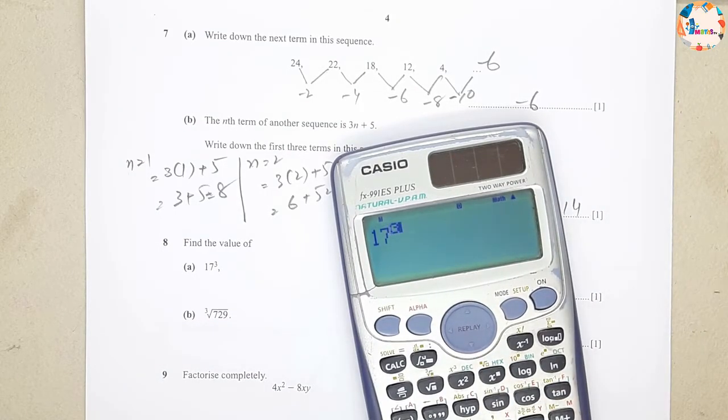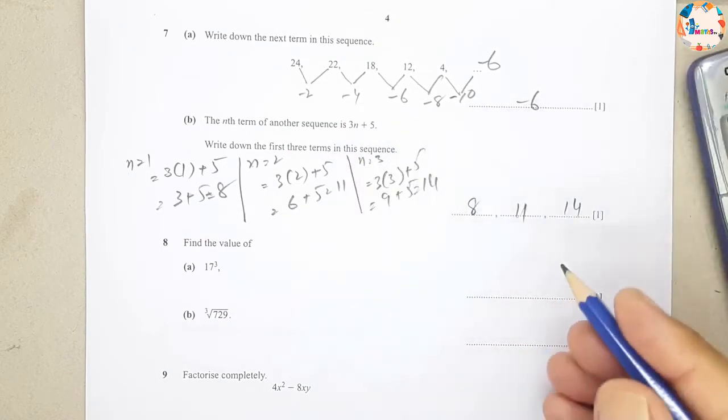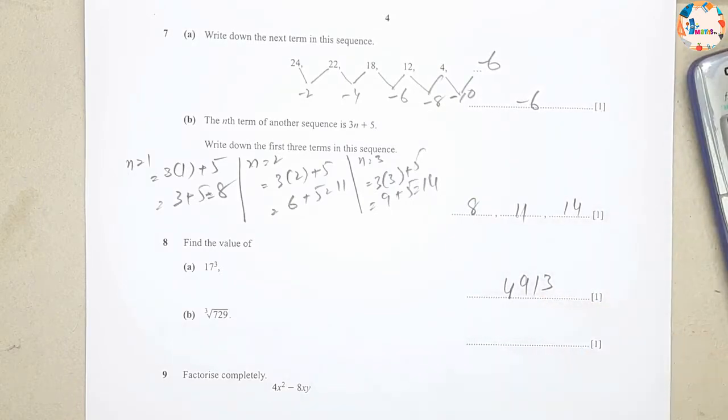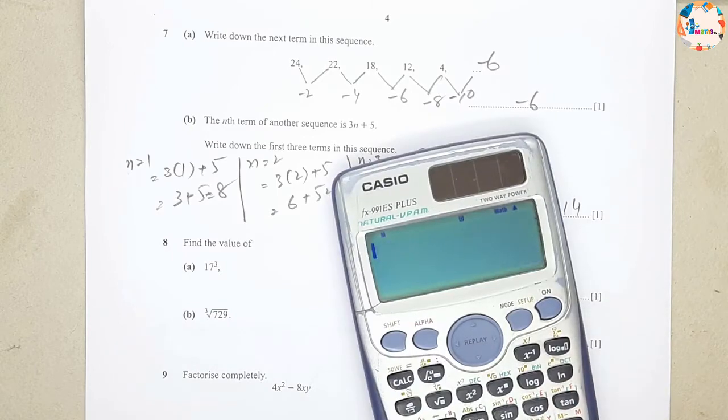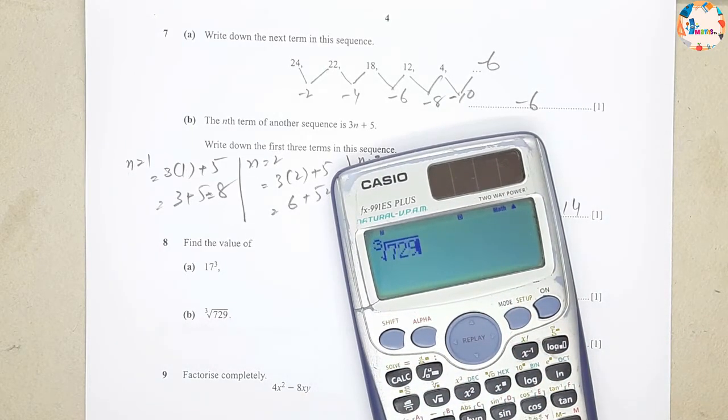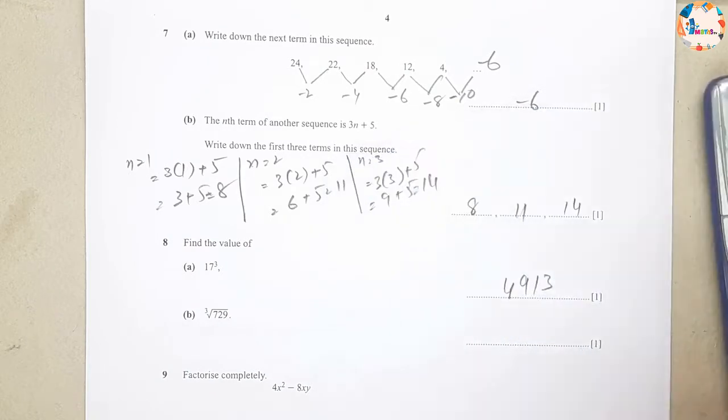So raised to power 3 will be equal to 4913. 4913 will be our answer. Then cube root of 729 will be equal to 9. So B part is also done.